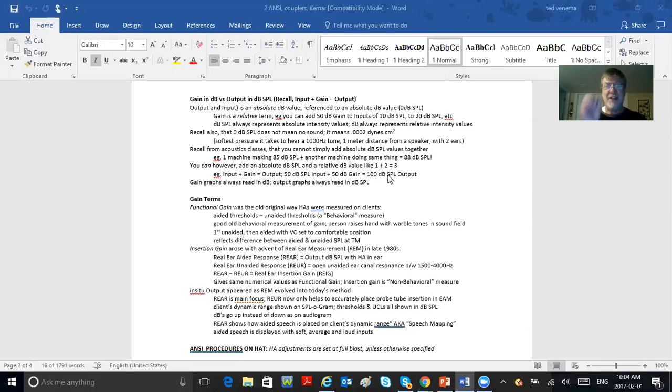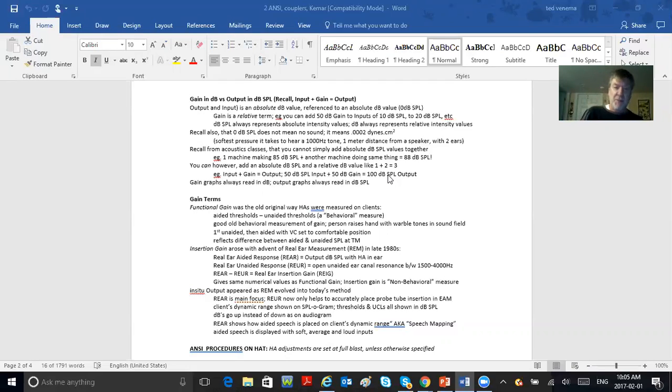Okay? Very important. So when you see a graph on an ANSI spec and the vertical axis reads dB, they're talking about gain. When the vertical axis reads in dB SPL, they're talking about input or output. They have to. That's the lingo and the language of ANSI. And it's the lingo and language of our field. It behooves us to have a grip.